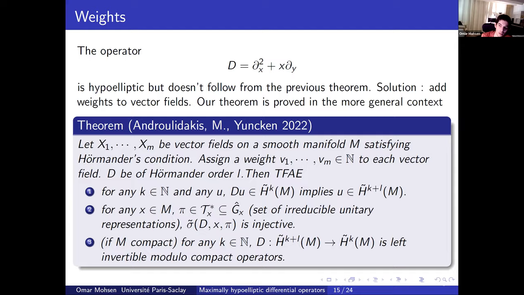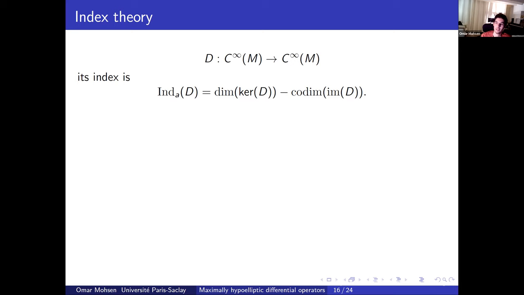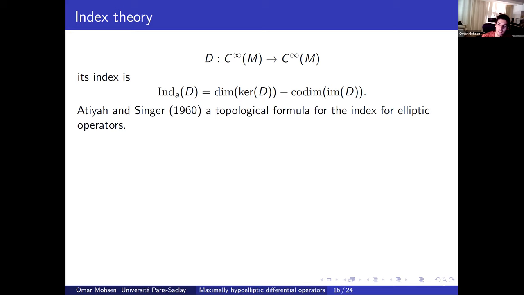Okay. Now, I will pass to index theory and then I will give an idea of the proof of our theorem. But first I will do index theory, which is a topic which is much more fun. So if you take a differential operator from C infinity functions to C infinity functions, of course we define its analytic index this way, if both of these quantities are finite, and Atiyah and Singer have the index formula for elliptic operators.